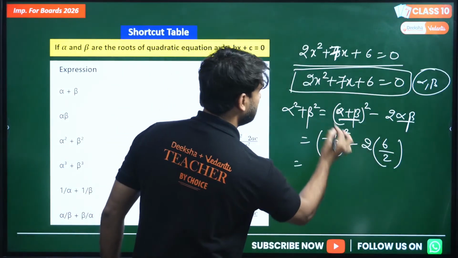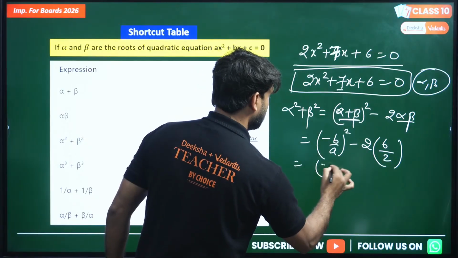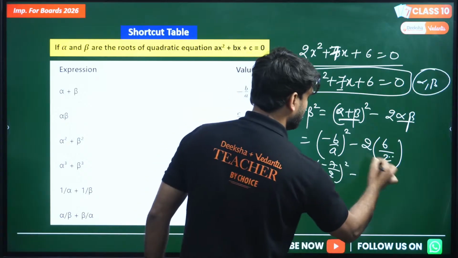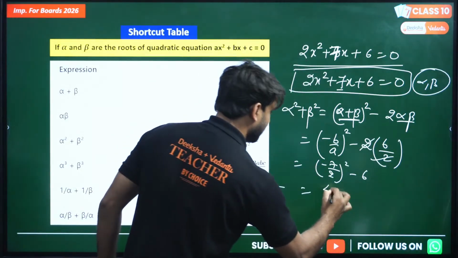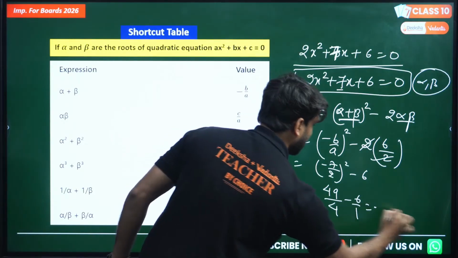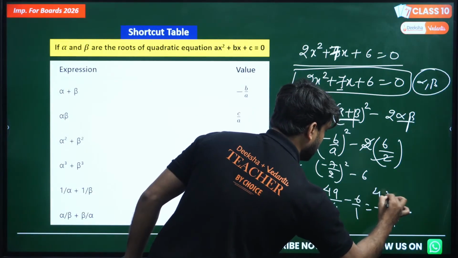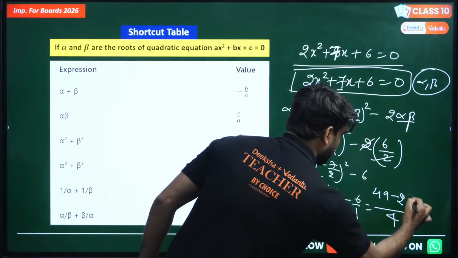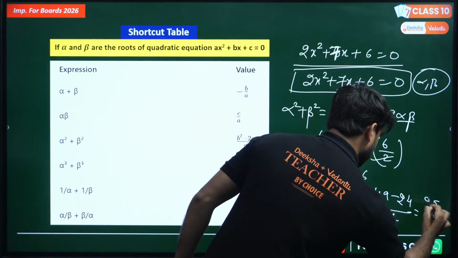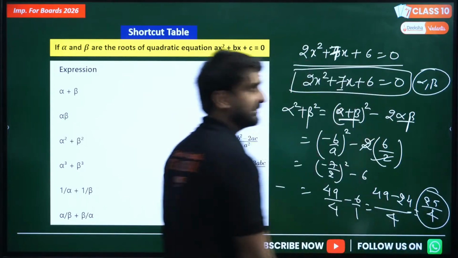So minus b is what? Minus 7. Minus 7 by a is what? 2, whole square. Minus 2 cancels, so 6 is there. So 7 fours are 49, divided by 4, minus 6. You can take the LCM here. So 49 minus 6 fours are 24. So what are you getting here? 5 will be there and 2 will be there. 25 by 4 is the answer.